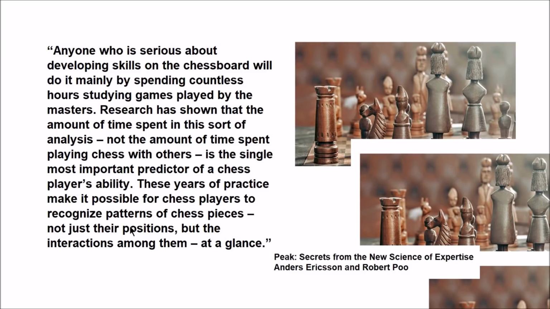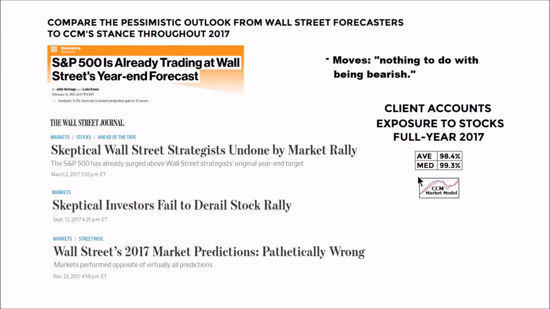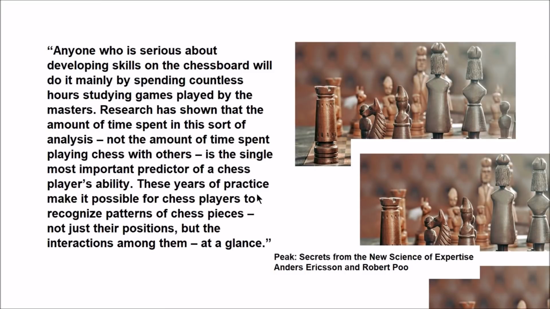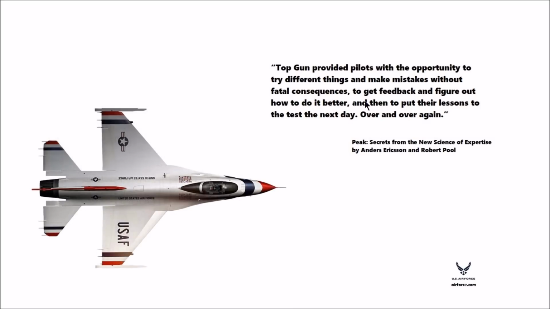This concept here gave us the confidence after the U.S. election to implement properly based on the model's output. As we covered in numerous videos in late 2016, early 2017, the setups were there. Because if it's happened before, it will happen again. Because years of practice makes it possible to recognize patterns. Because having tools to run if-then scenarios with a spreadsheet allow us to get feedback and figure out how to do it better.